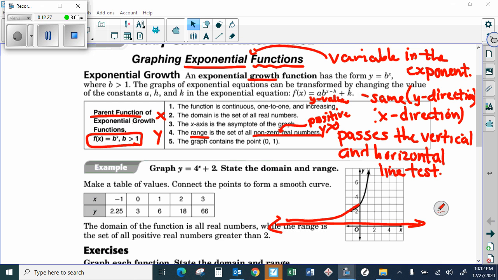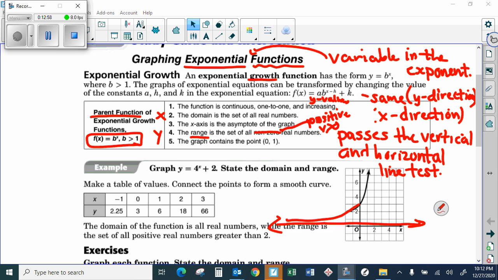So you can say they forgot the word positive, or you can just say the range is all the positive real numbers. You don't have to say non-zero. You can just say positive real numbers. That would have been the easiest thing to say. Get rid of the non-zero and just say positive real numbers. Okay.